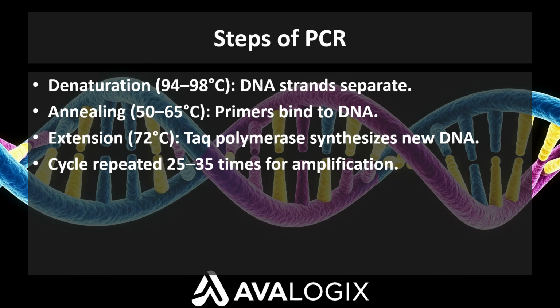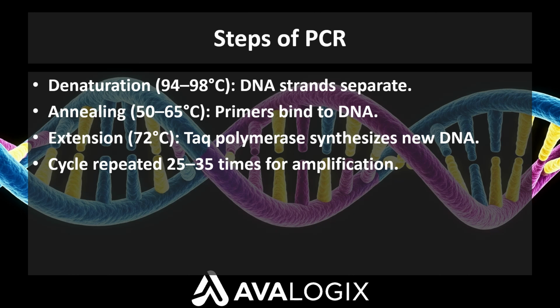Since each cycle doubles the amount of DNA, the amplification is exponential. After 30 cycles, more than 1 billion copies of the original DNA segment can be produced. Think of it like a chain reaction, hence the name polymerase chain reaction.